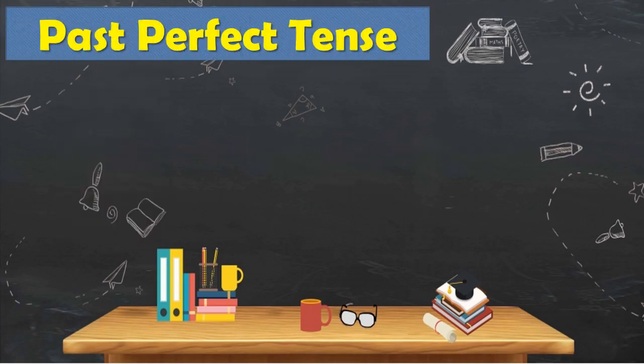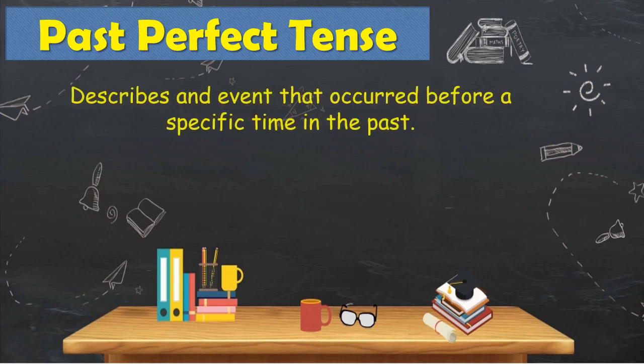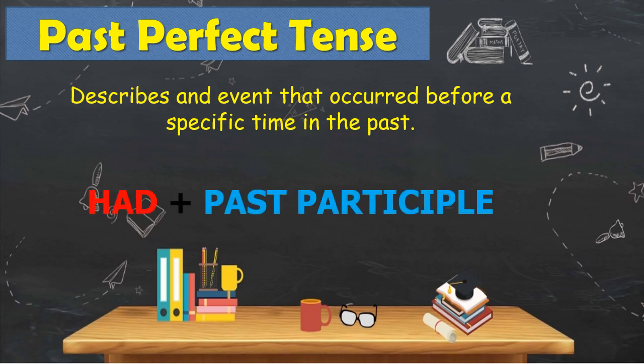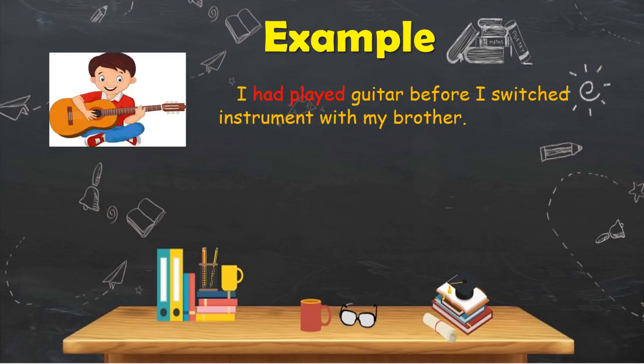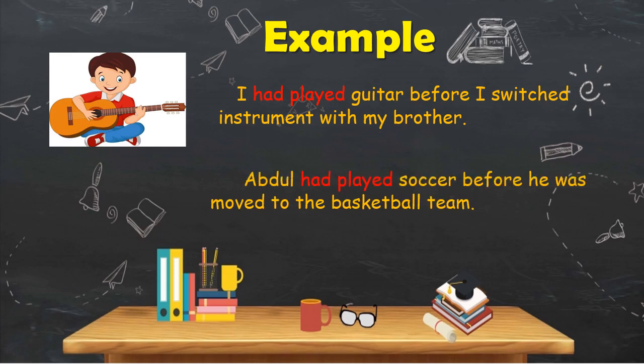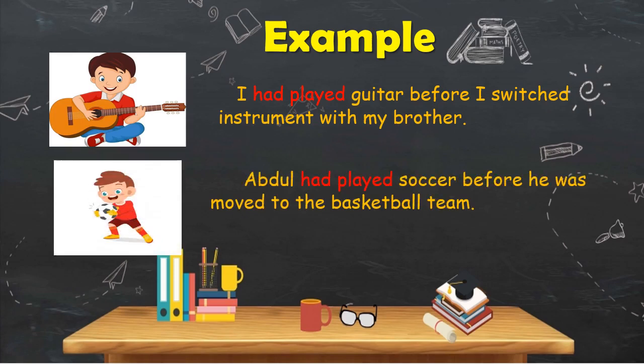Now, let's proceed to the past perfect. Past perfect describes an event that occurred before a specific time in the past. We're going to use had plus past participle. For example, I had played guitar before I switched instrument with my brother. Another example, Abdul had played soccer before he was moved to the basketball team.